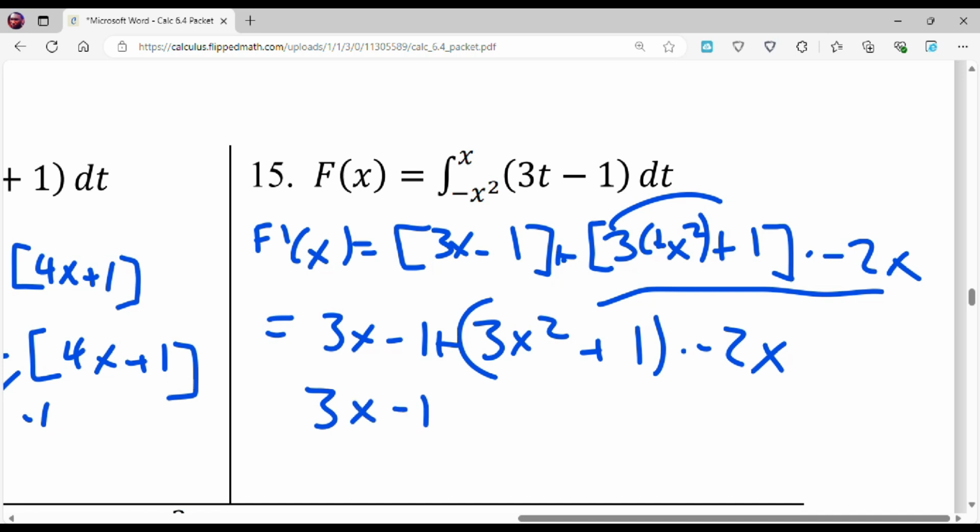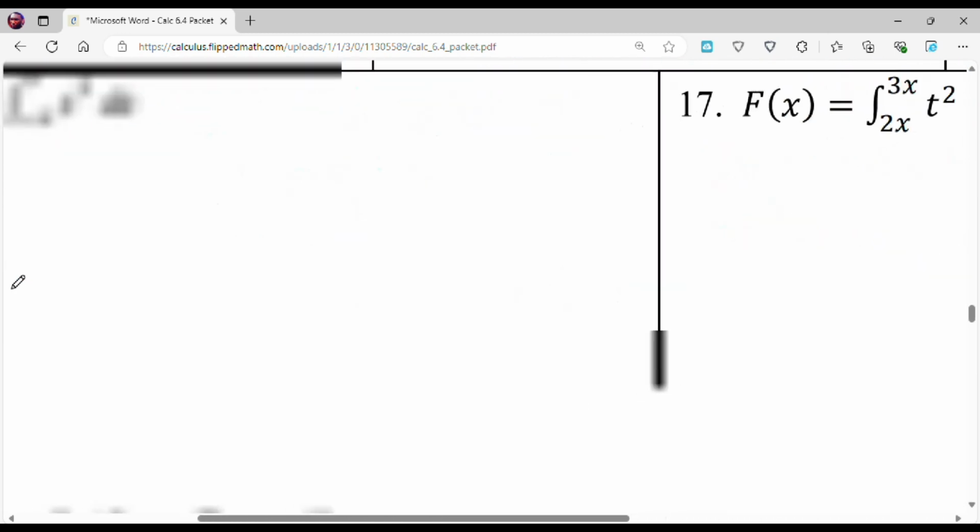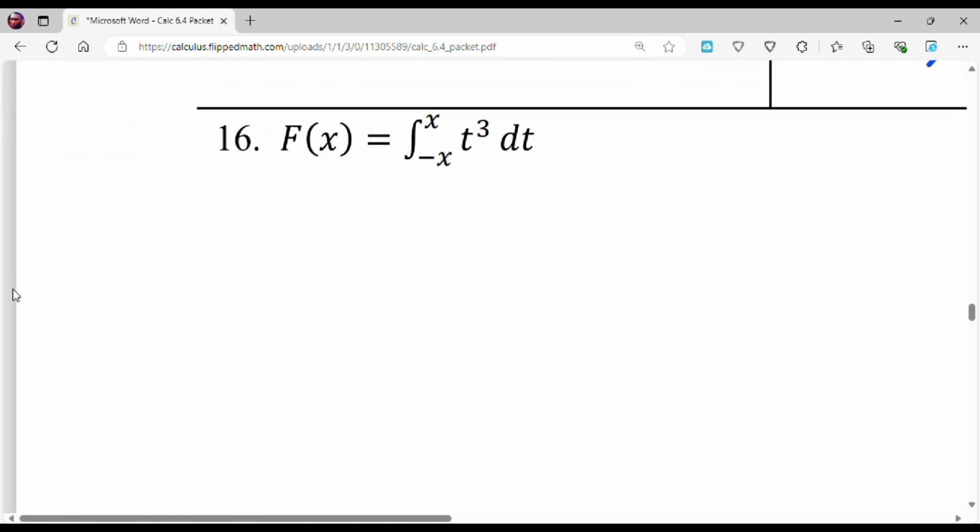3x squared times negative 2 is negative 6x cubed. 1 times negative 2x is negative 2x. 3x minus 2x is x minus 1. And then there we go. So, and then that's plus. Okay. I believe we have 2 more.